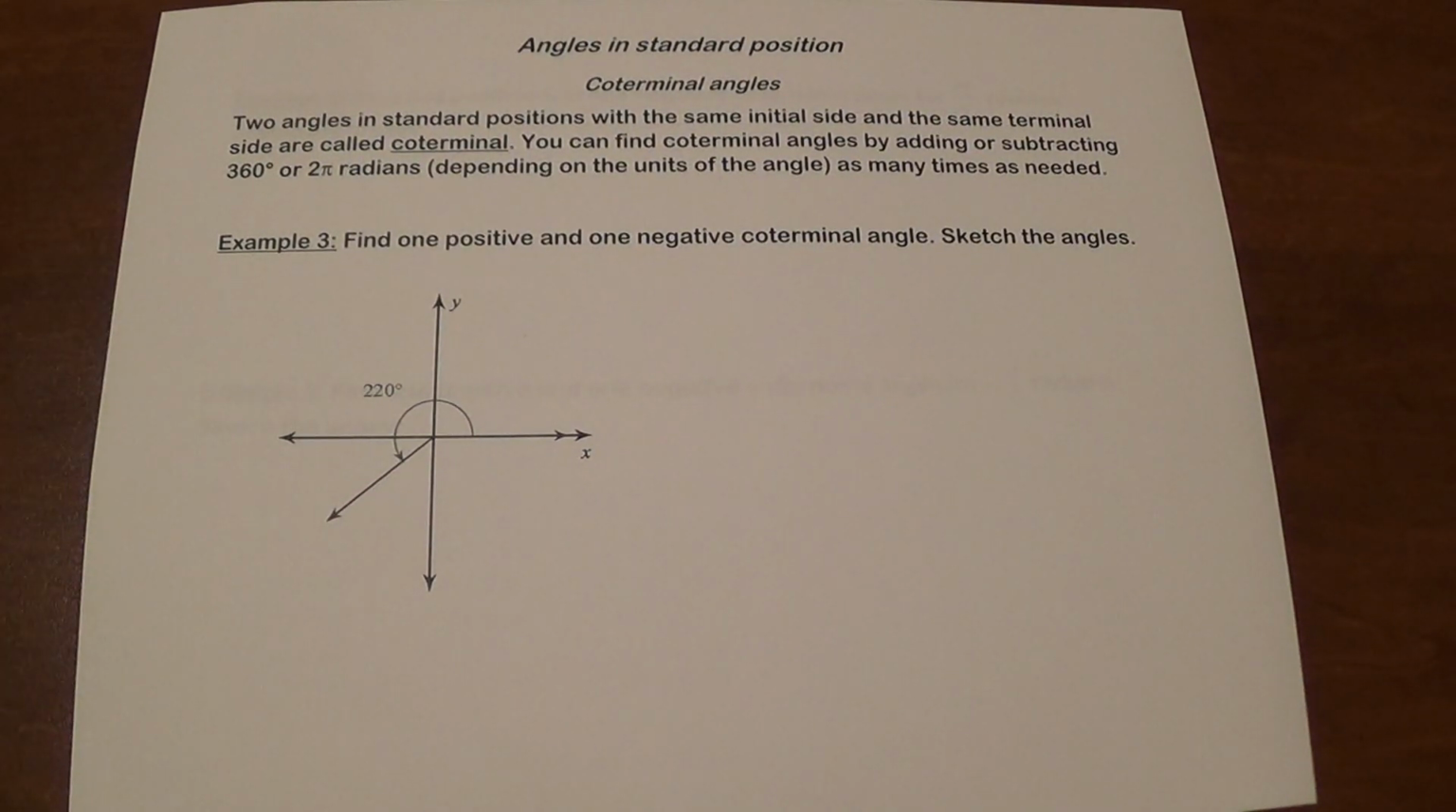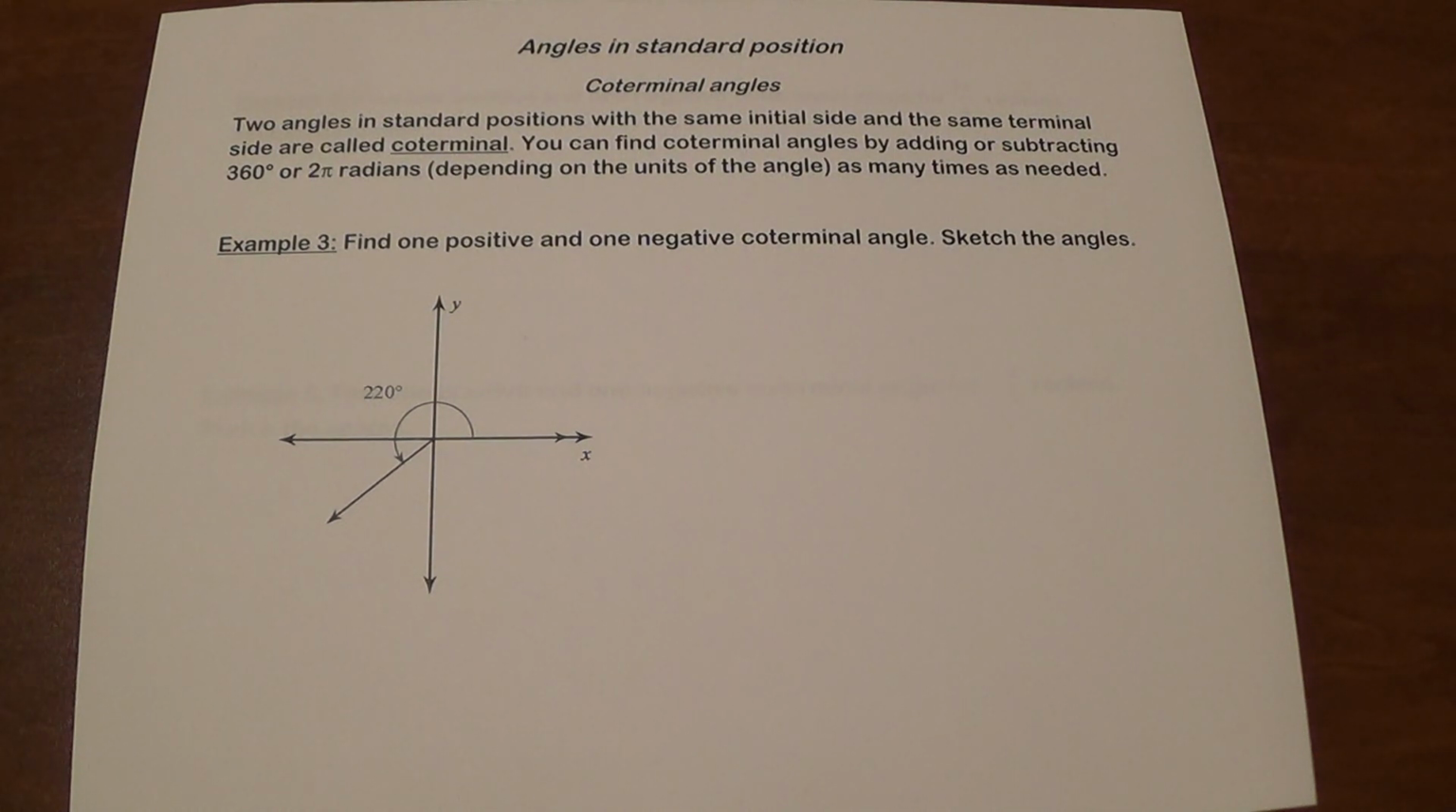So what's the definition? Two angles in standard position with the same initial side and the same terminal side are called coterminal. And that's what we do. We are going to either add or subtract 360 if we're working with degrees, or you can add or subtract 2 pi if you're working with radians, as many times as needed.